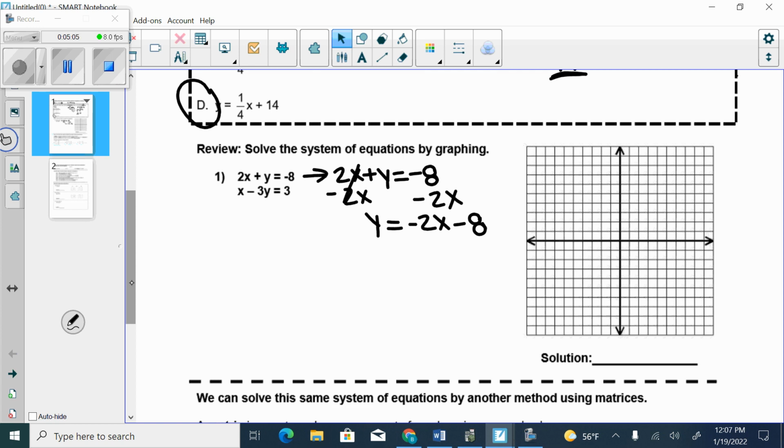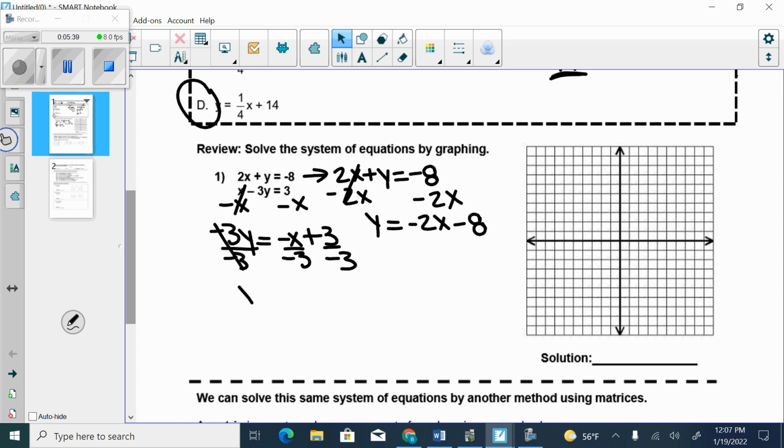Okay. And then we need to fix this one as well. In that other equation, what should I move? X. Very good. So I'm going to subtract x from both sides, and I would have negative 3y is equal to negative x plus 3. Okay? And then we have to get the y by itself, so how could we get rid of that negative 3? Very good. So we divide everything by negative 3.